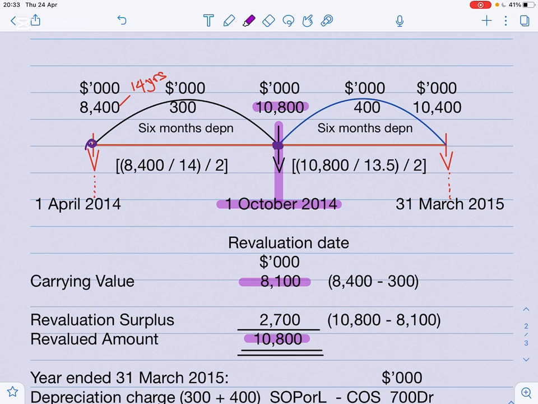Okay, so before we go any further, let's ask this question. We know the current value as at the date of revaluation exercise to be 8.1. Okay, how many years would you say we'll have in this? Well, think about it this way.